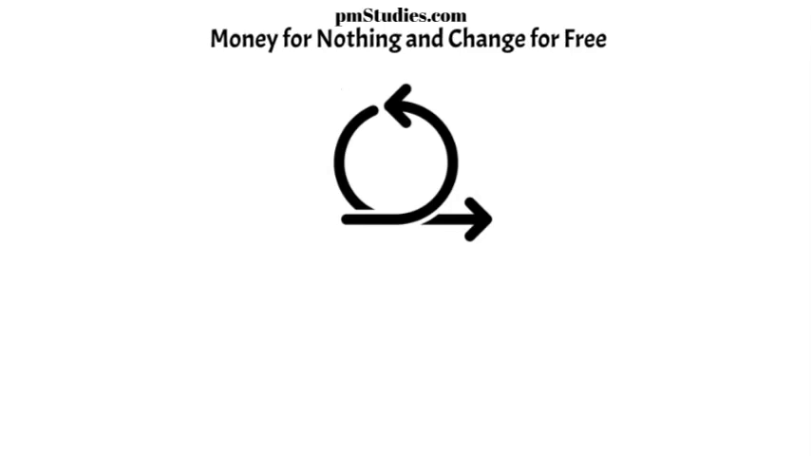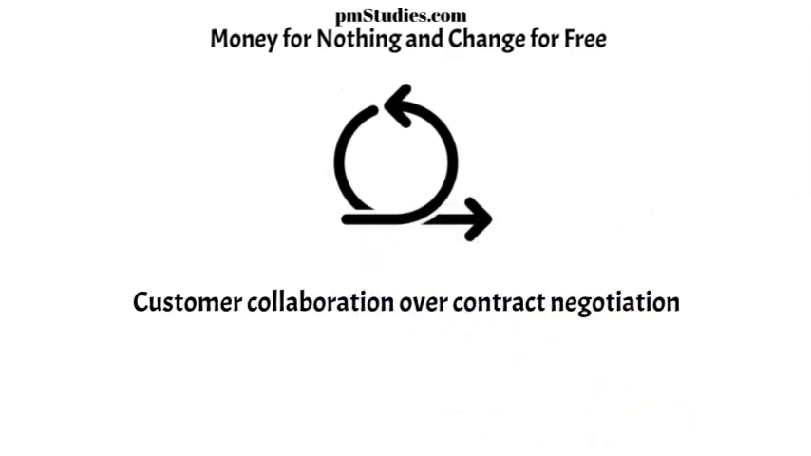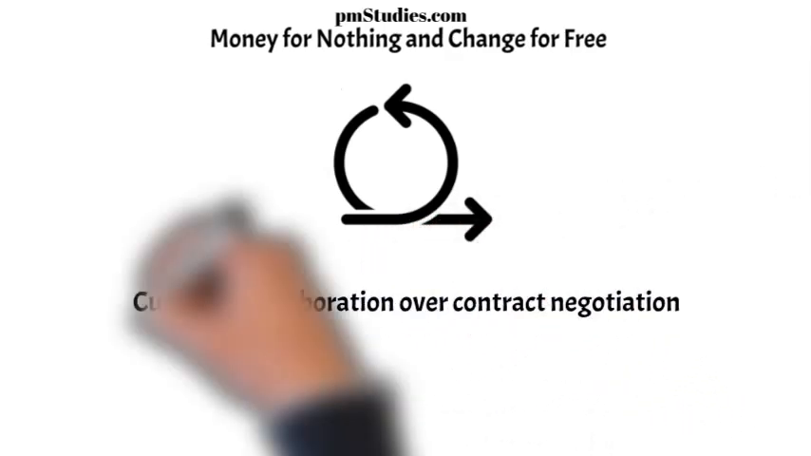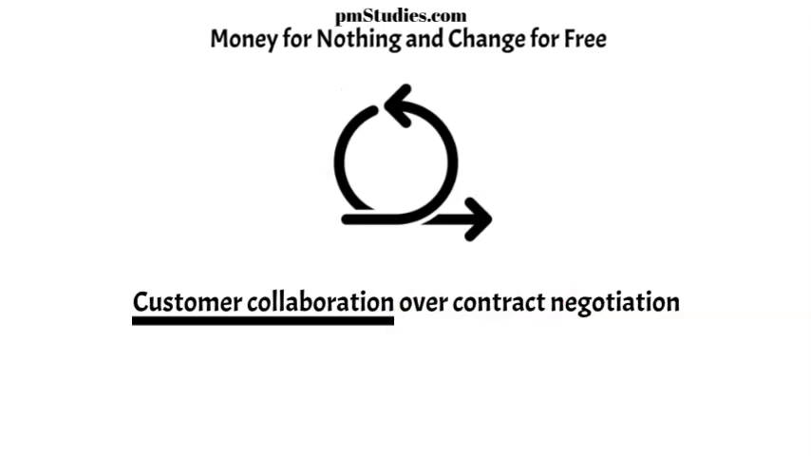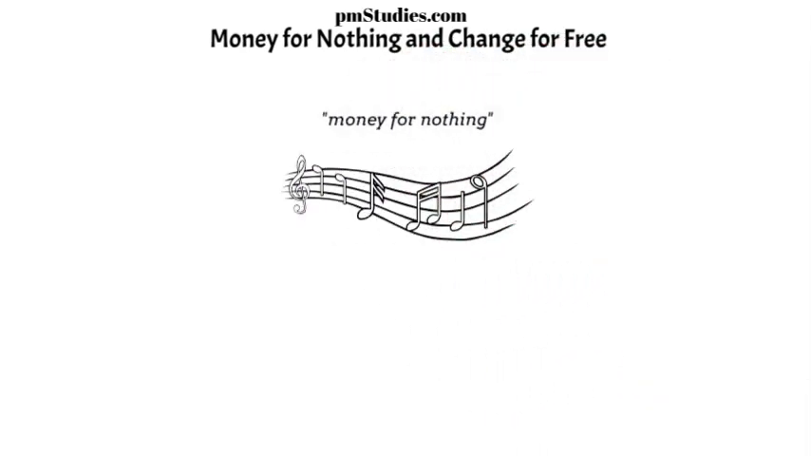The Agile Manifesto prioritizes customer collaboration over contract negotiation. To achieve this, continuous customer collaboration is indispensable, making it a fundamental requirement for all Agile contracts. The money for nothing and change for free concept cleverly inverts the cynical phrase from the famous 1985 rock song, money for nothing, into a positive, customer-centric advantage.